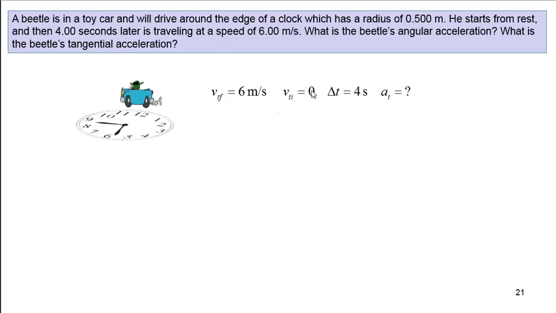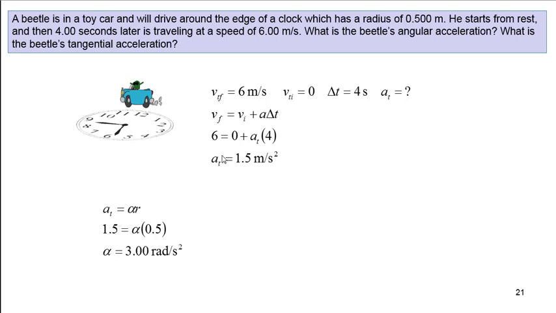I know that if you start at 0 and 4 seconds later you're going 6 meters per second, no matter what, I know that you were accelerating at a rate of 1.5 meters per second squared. That's how you get from a velocity of 0 to 6 meters per second in 4 seconds. You have to accelerate 1.5 meters per second each second, or 1.5 meters per second squared. So now that I know the tangential acceleration, I can use this equation here to figure out my angular acceleration. So here I've plugged in my tangential acceleration and the radius of the circle the object is making, and I find that my angular acceleration is 3 radians per second squared.